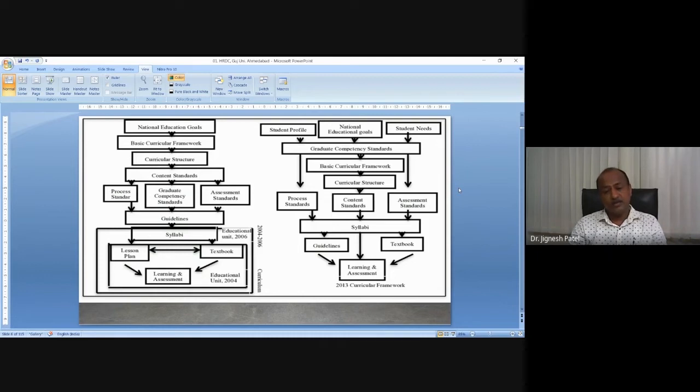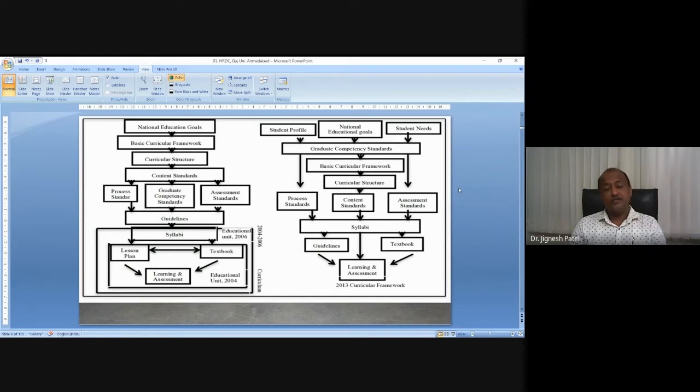This is another chart we can understand. On the left side, we can see that national educational goals should be there. So what the nation wants from the educational institution, that should also be focused. National educational goals should be there. Those are framed by apex bodies of education, that we can say UGC, NCERT, NCTE, and so on. A number of national bodies are there, and according to their discipline, they have framed some goals regarding their particular discipline. So those should be focused. Even national goals should be focused.